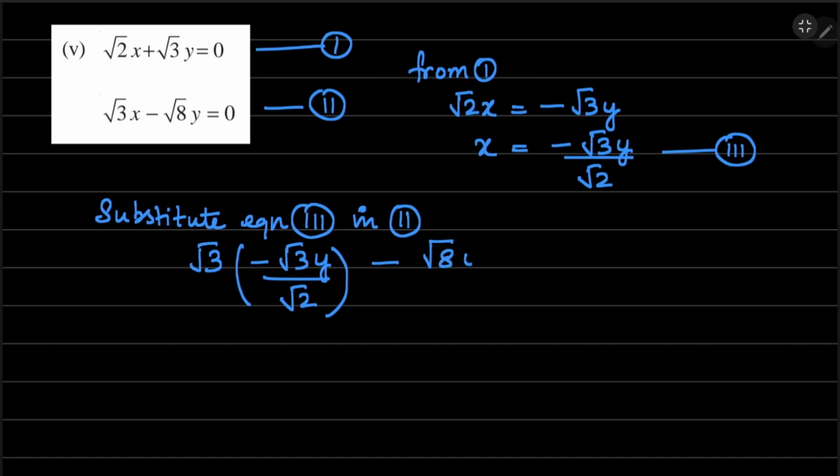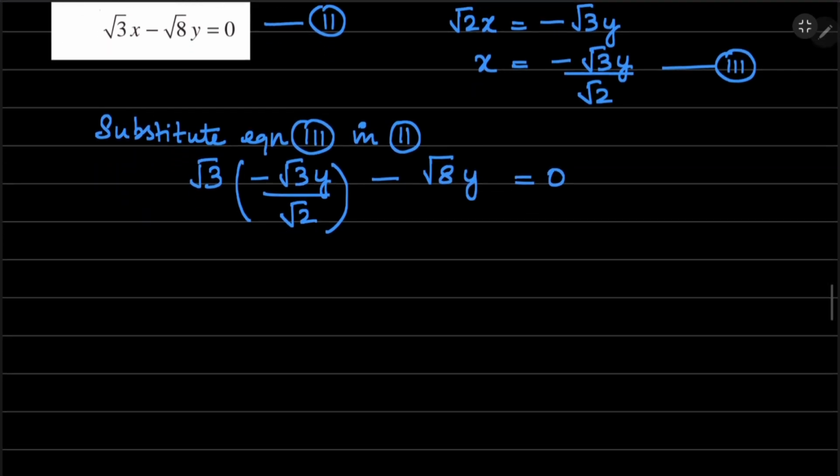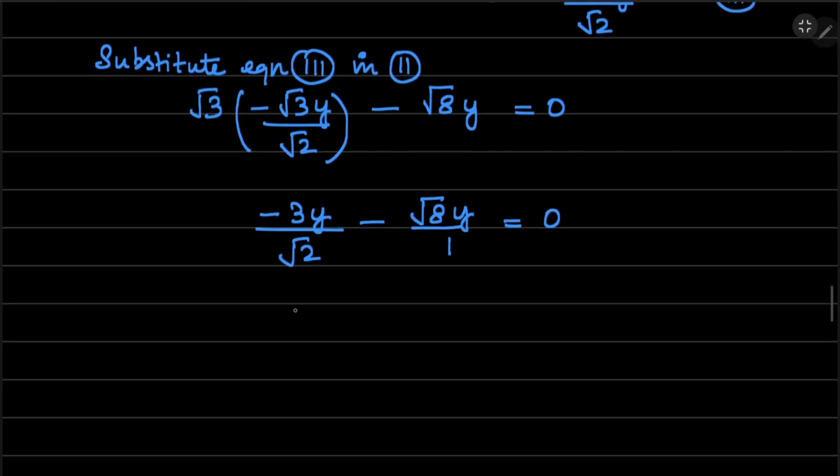Minus root 8y equal to 0. So we have to just solve it. Okay, so what is root 3 multiplied by minus root 3? Root 3 into root 3 is 3. So I can write it as minus 3y divided by root 2 minus root 8y divided by 1 equal to 0. Take the LCM as root 2.